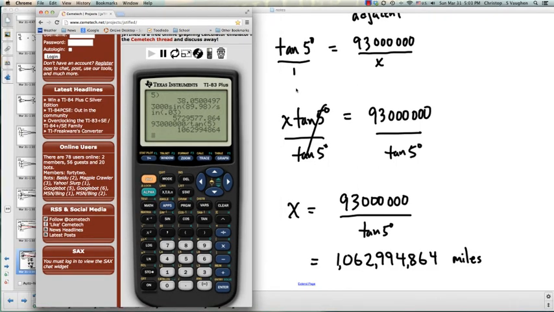Okay, so there's my answer, 93 million divided by tangent of 5 degrees. I've got 1,062,994,864 miles based on these measurements. They're not realistic. Actually, the nearest star is around 23 trillion. This is about 1 trillion, really 23 trillion miles to the nearest star. But this gives you a sense of how the calculations are actually done. And this, of course, only works for nearby stars. Stars that are even further needed another technique besides parallax to determine their distance.